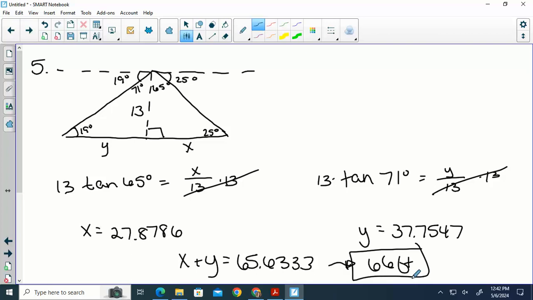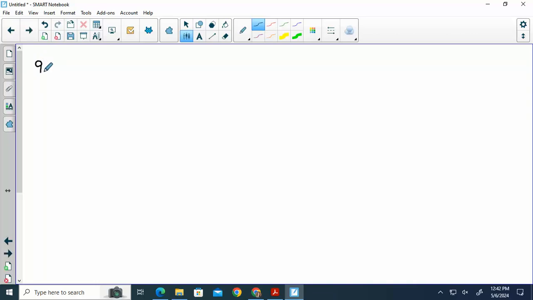Number 9. Find the radian measure of a central angle cutting off an arc length of 6 inches. So arc length is what variable? Yes. So s is 6 inches, in a circle with a radius, so r is 2 inches.